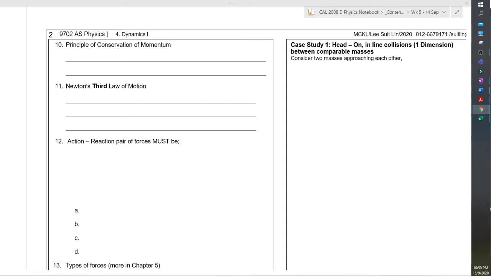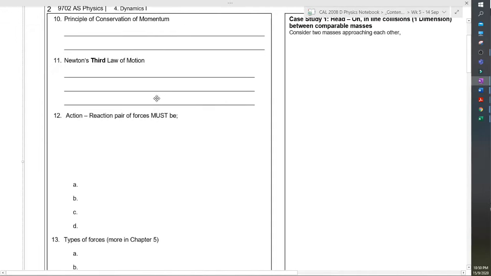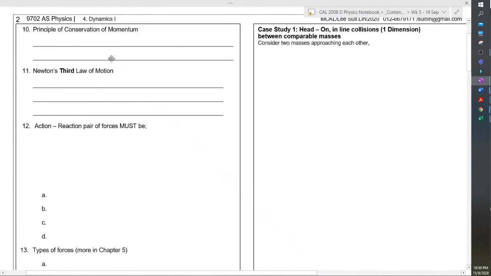Here we're going to talk about the principle of conservation of momentum and reflect a little bit on Newton's third law, a law that a lot of you will know, but is your concept right? We shall see. Okay, let's formally state the principle of conservation of momentum first.